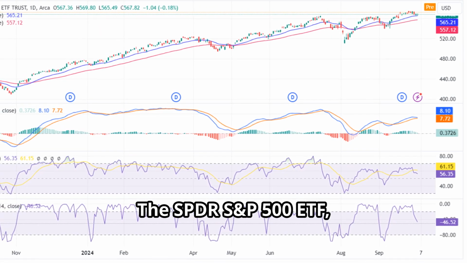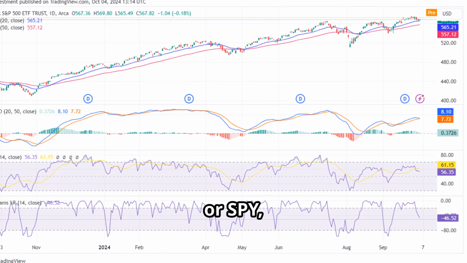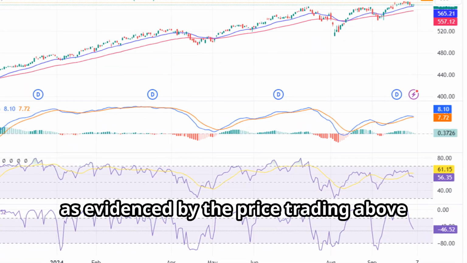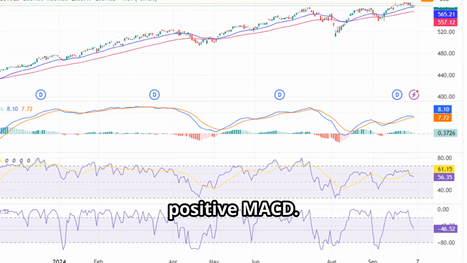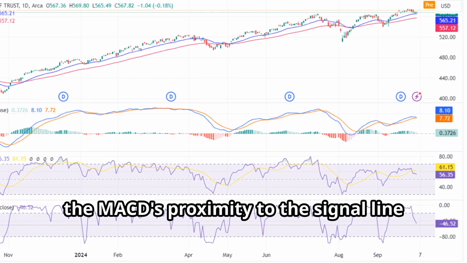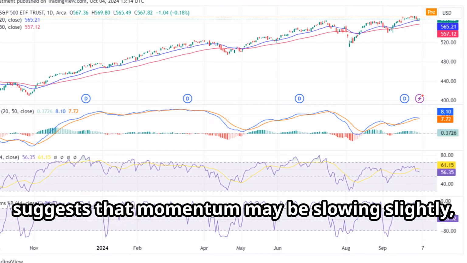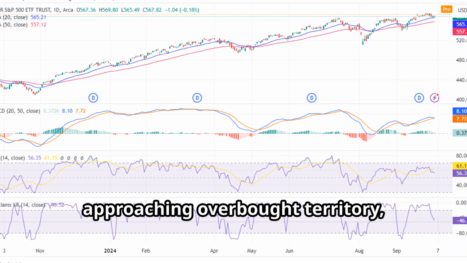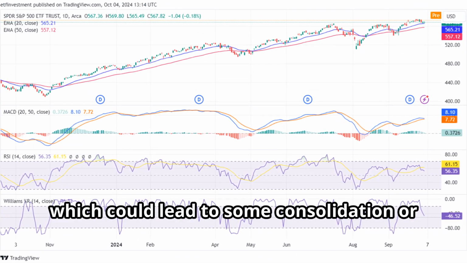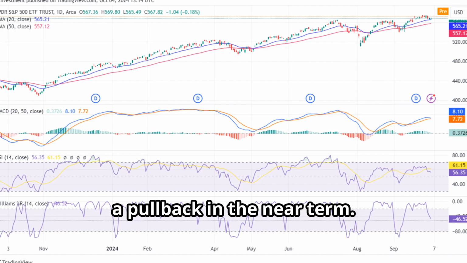Conclusion. The SPDR S&P 500 ETF, or SPY, is currently in a bullish trend, as evidenced by the price trading above the 20-day and 50-day EMAs and a positive MACD. However, the MACD's proximity to the signal line suggests that momentum may be slowing slightly, and the RSI indicates that the ETF is approaching overbought territory, which could lead to some consolidation or a pullback in the near term.